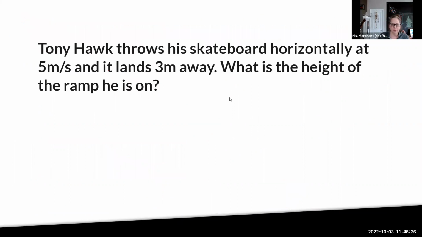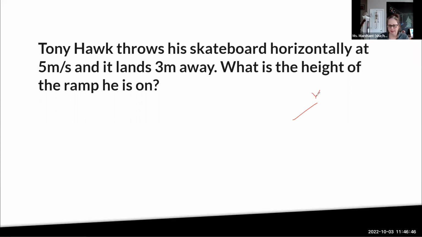Tony Hawk throws his skateboard horizontally at 5 meters per second and it lands 3 meters away. What is the height of the ramp that he's on? So he's on the top of the ramp. Okay, so he is standing over here on the top of the ramp and he throws his skateboard. Okay, and he throws it horizontally, 5 meters per second horizontally.